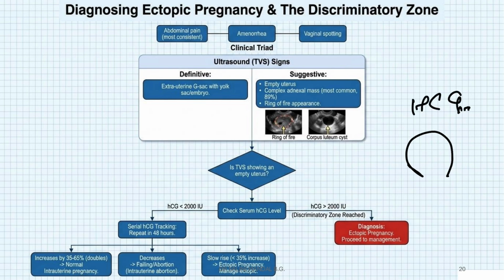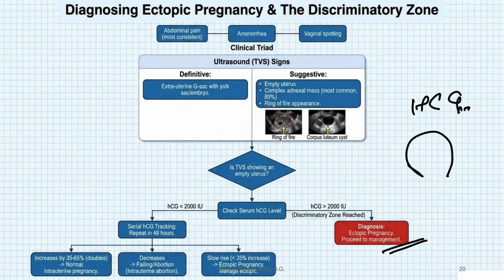Okay, if the HCG level is still more than 2000 international units, diagnose that it can be an ectopic pregnancy. But if it is less than that, then after 48 hours go and do an HCG again. If it increases or doubles, we can say that it can be an intrauterine pregnancy. If it decreases, that means an intrauterine abortion.